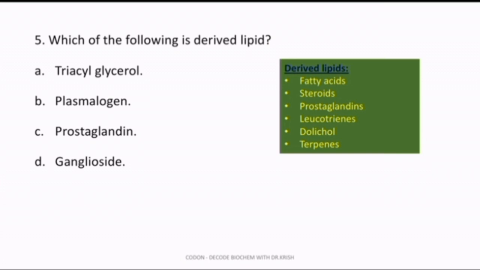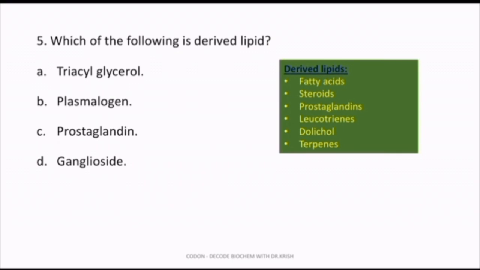And what is a derived lipid? When from the simple or complex lipid, you derive with a chemical reaction some other substance, that is called as derived lipids. Examples being fatty acids, steroids, prostaglandins, leukotrienes, dolichol, and terpenes. So these are the list of derived lipids. So from this list, which option have you got? Triacylglycerol is a simple lipid. Plasmalogen is a complex lipid. Ganglioside is again a complex lipid. So prostaglandin is an example of derived lipid.